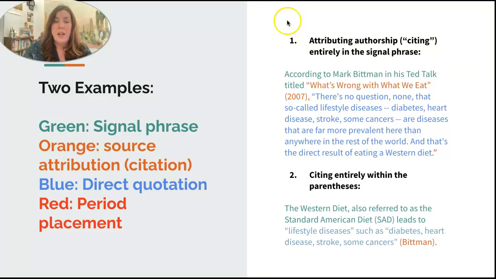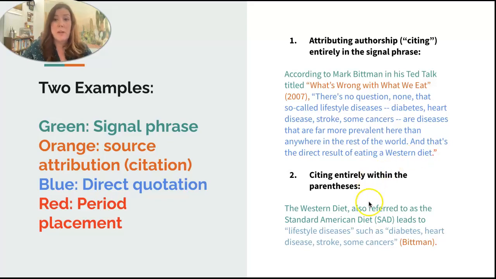So in our first example, we have, according to Mark Bittman in his TED Talk titled, What's Wrong with What We Eat from 2007, quote, there's no question, none, that so-called lifestyle diseases, diabetes, heart disease, stroke, and some cancers, are diseases that are far more prevalent here than anywhere in the rest of the world. And that's the direct result of eating a Western diet. And you'll notice, because my citation comes before the quotation, I don't need it in parentheses at the end because I've already cited it, so I just end with the period and finish the quotation.